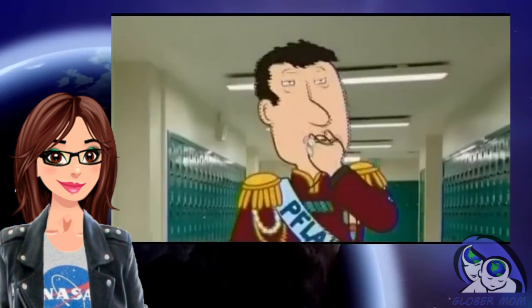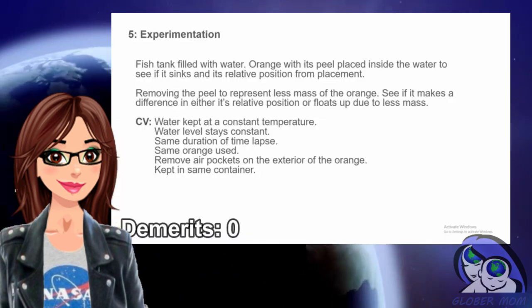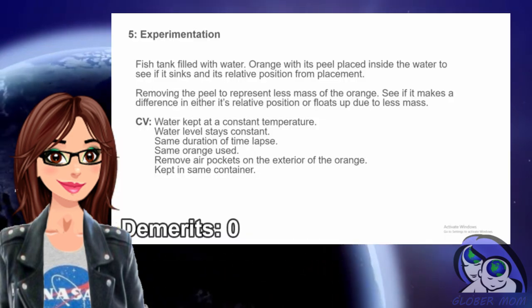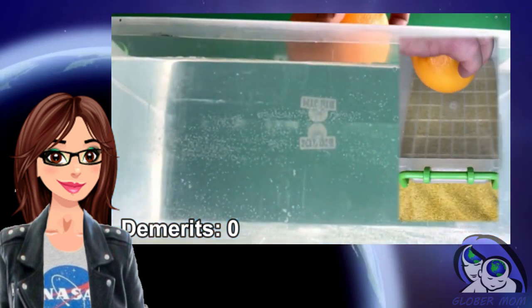Attention all students. It's time to sit down, shut up, and learn. We are going to keep track of his control variables to see if he follows them. This is the orange. Let's submerge it in the water.